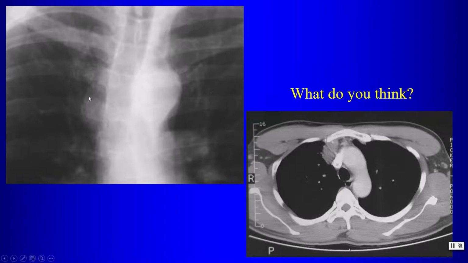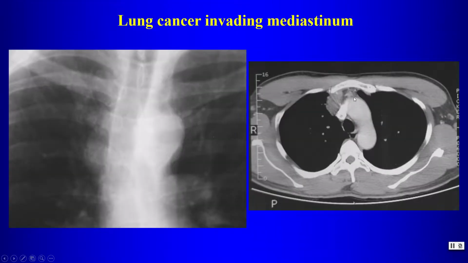This case too, this seems to be a mediastinal mass here, but it turns out that in this particular case, the diagnosis was actually lung cancer. This was lung cancer invading the mediastinum rather than a primary mediastinal mass. So lung cancer is more common than any of these mediastinal masses that we are discussing. So it is very important to ask yourself the question when you come across a mediastinal mass, is it possible that this is lung cancer invading the mediastinum, or is this a primary mediastinal mass?